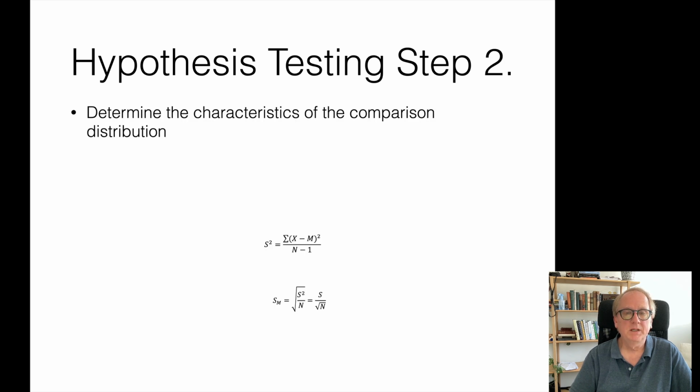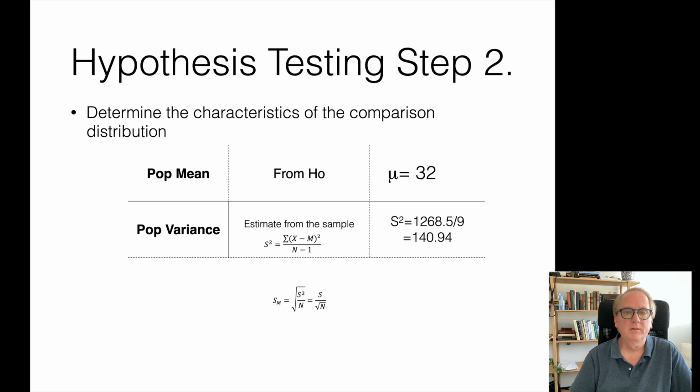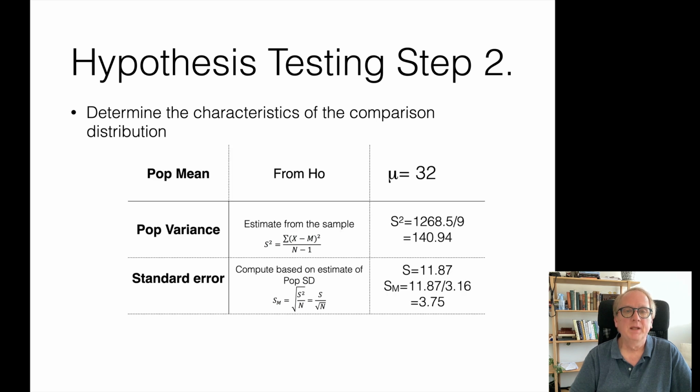Now in step 2, I want to determine the characteristics of the comparison distribution. I've made a little table here to work this out. To figure out the population mean when the null hypothesis is true, mu would be equal to 32. So if I think about that comparison distribution, the distribution of means, the mean would be 32.